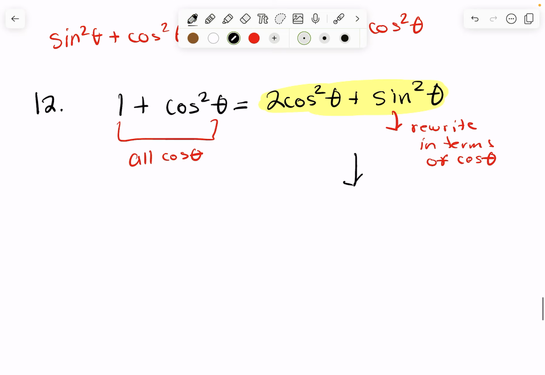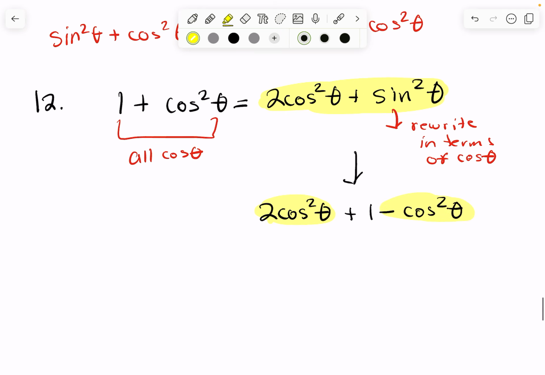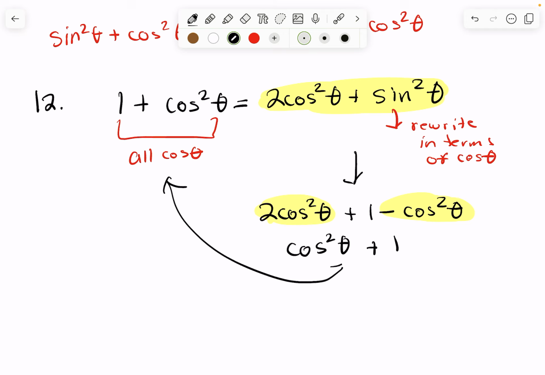So I'm going to get 2 cosine squared of theta plus 1 minus cosine squared. And these are like terms. So if I have 2 cosine squared and I'm subtracting 1 cosine squared, that means that I only have 1 cosine squared, and I still have the plus 1. And these now match.